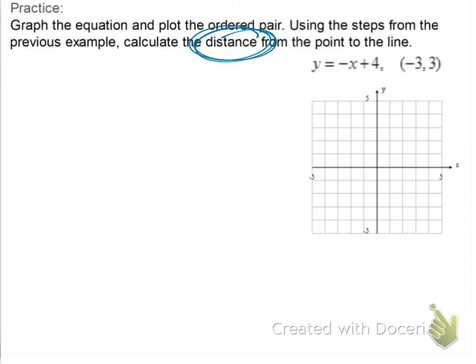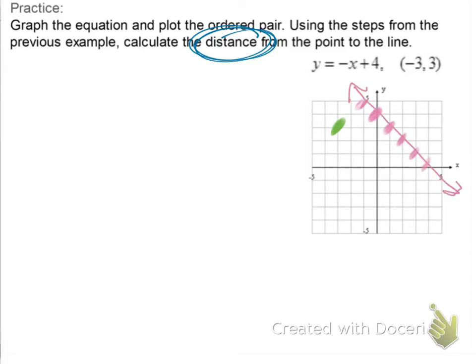So I'm going to go ahead and plot that point, -3, 3. And now I'm going to plot that line. So my y-intercept is 4. And my slope's -1. So I go down 1 over 1, down 1 over 1. And so my line would be this line here.